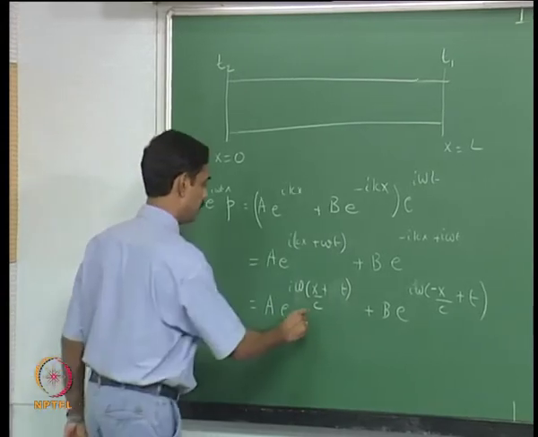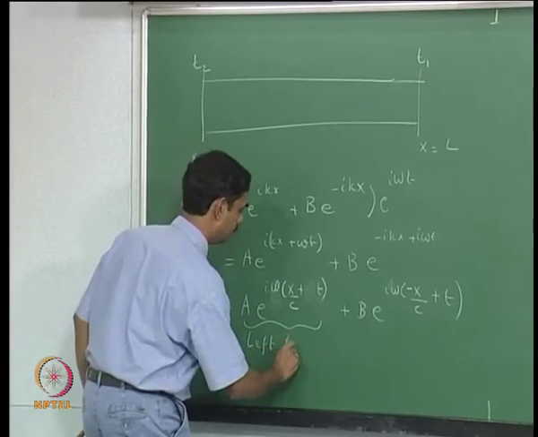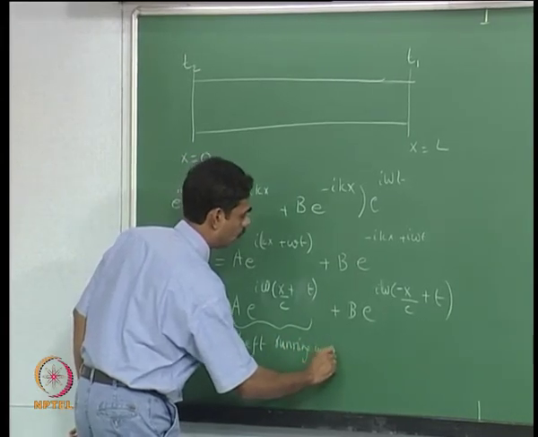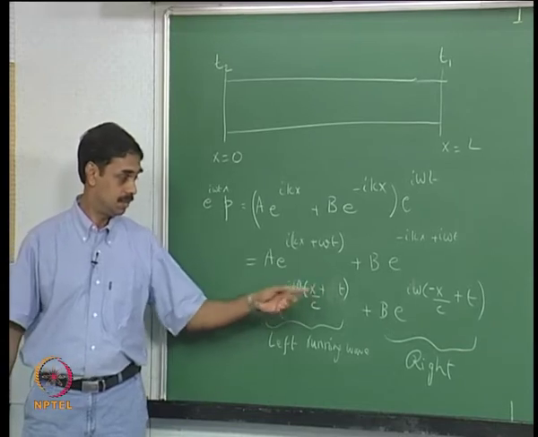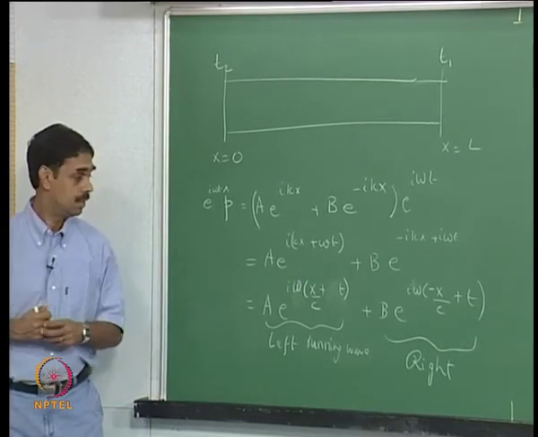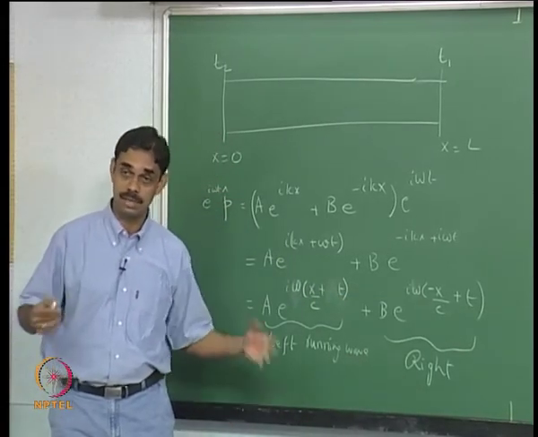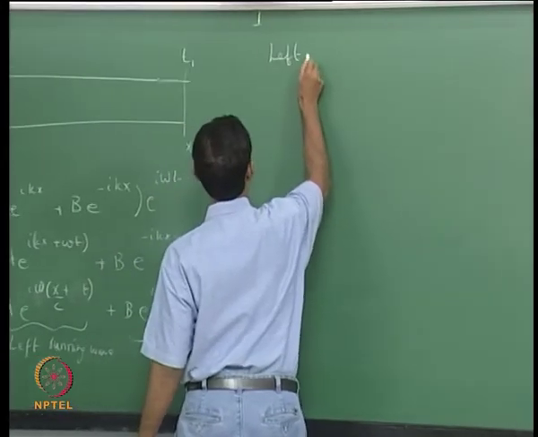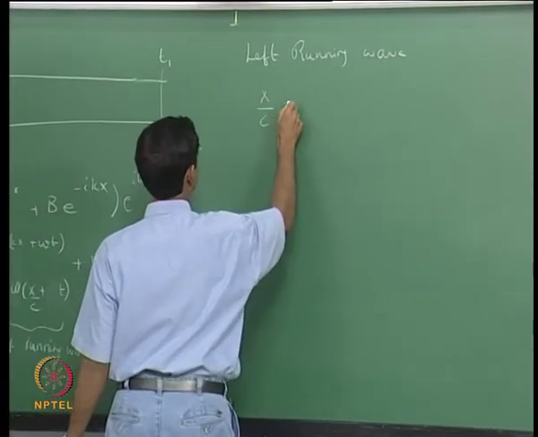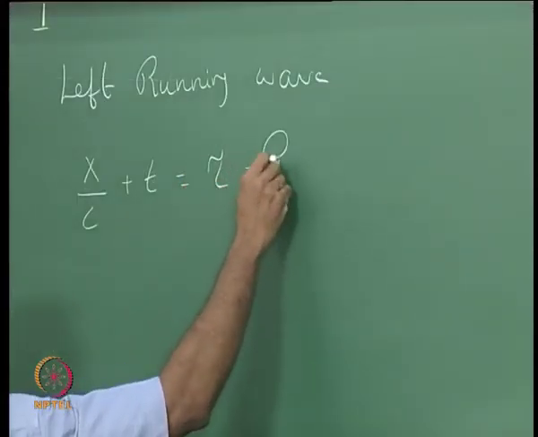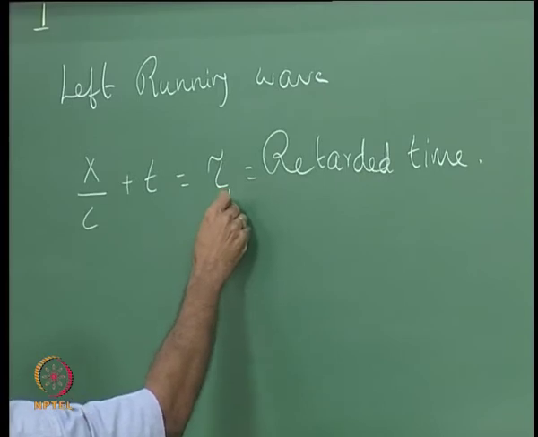Yes. Okay. So we will look at the left running wave, and which is the left running wave? This one, right? This is the left running wave, and this is the right. Why do you call this the left running wave? Because it is t plus x over c, and we showed that that corresponds to a left running wave. Now t plus x over c, or the other quantity t minus x over c, are called retarded times. So let us first take a look at the left running wave, and we say x over c plus t, we will call this tau, the retarded time. So we can call it tau L, corresponding to the left running wave.